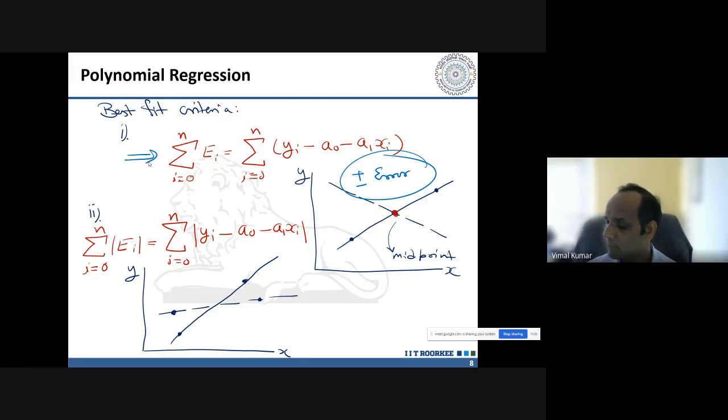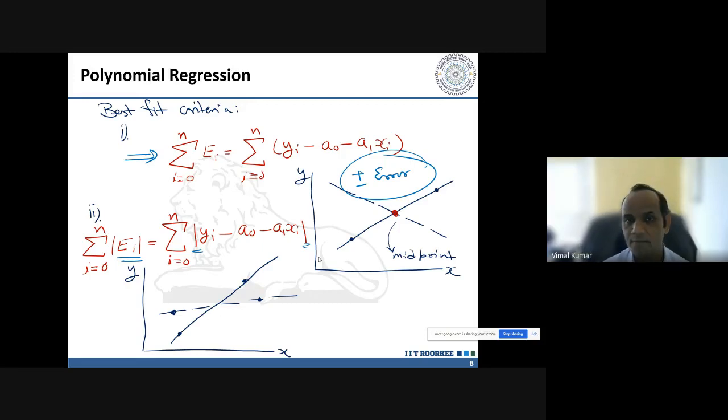So the second best fit is approached by taking the modulus of the residual. Now we are taking the modulus, that is the absolute value. Again, I have taken the modulus, but it will result in a spread of the data points with respect to the fitted value.